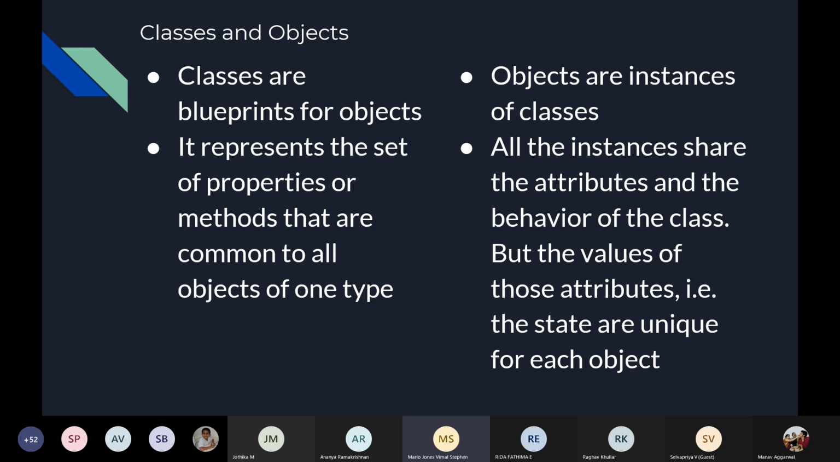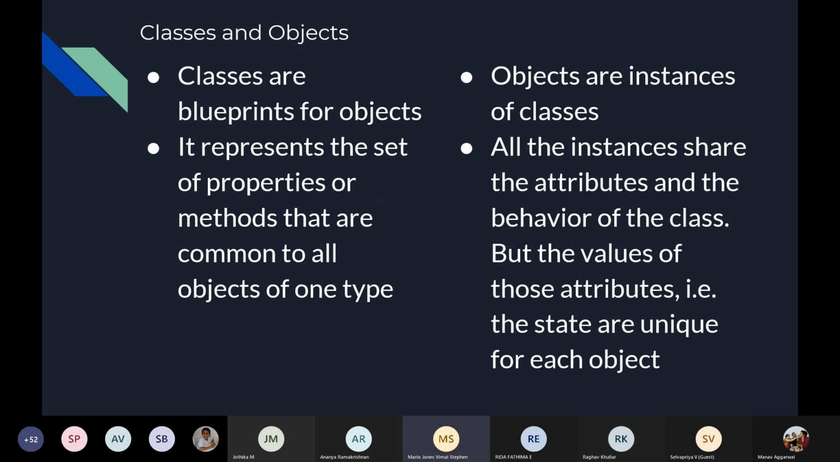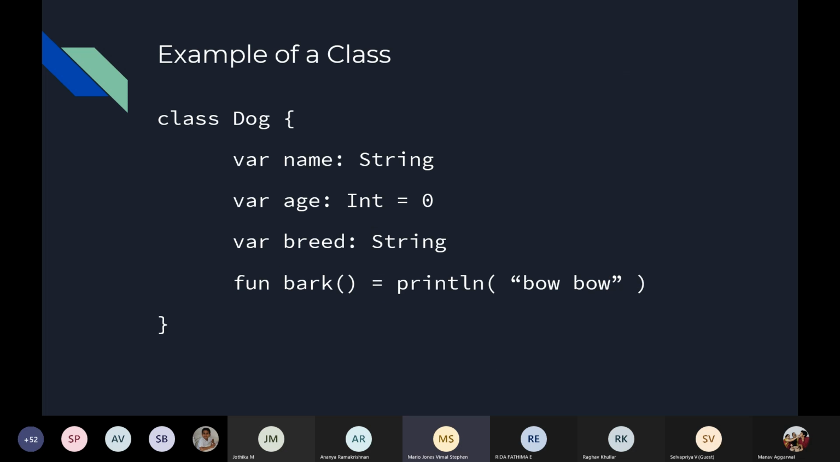And meanwhile, all instances of the objects share the same attributes like the name, age, and breed, and they also share the same behavior of the class. Behavior in the sense you can take it as the function bark. And the only thing that is different between two objects of the same class is the values or the state of the object.